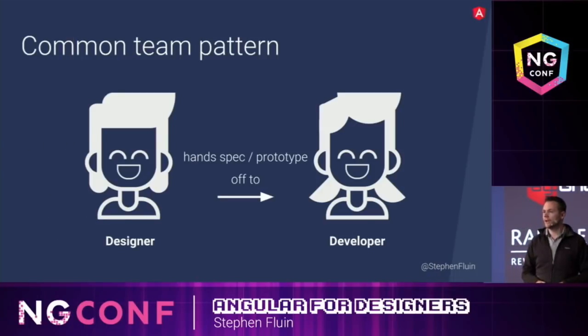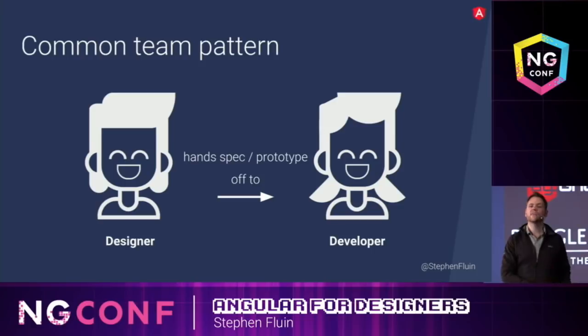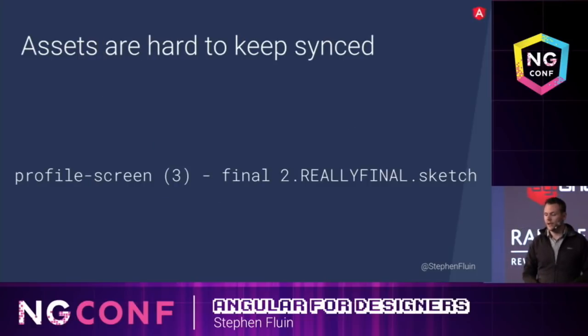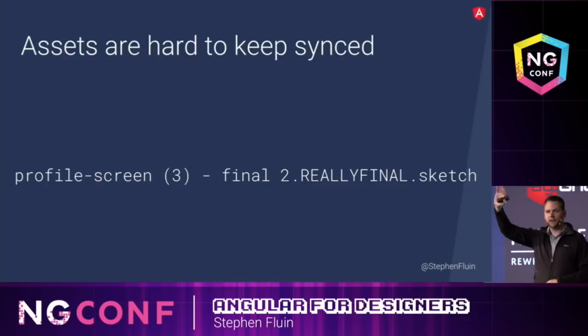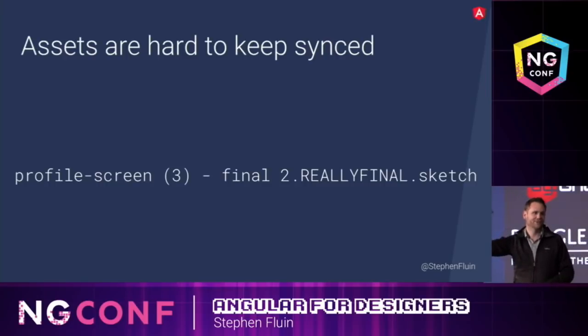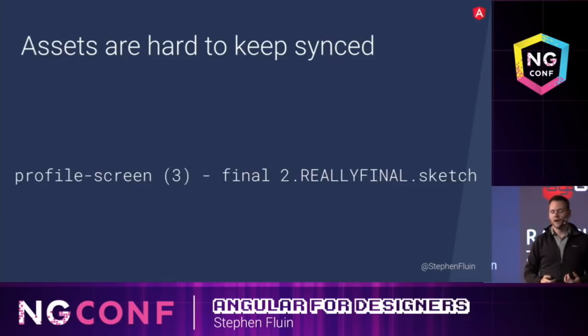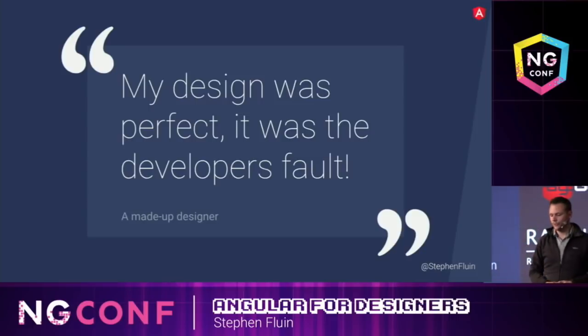There's a really common team pattern where designers build either a specification file or an interactive prototype, and then hand that off to a developer, right? It's a one-time handoff, or it starts that way. But very quickly they want to do revisions, and we need to collaborate. How many people have seen something like profile screen 3, final 2, final, super final, right? This is Git for designers. So this is one of the big challenges as we think about how to collaborate better, because we've got these multiple sources of truth.